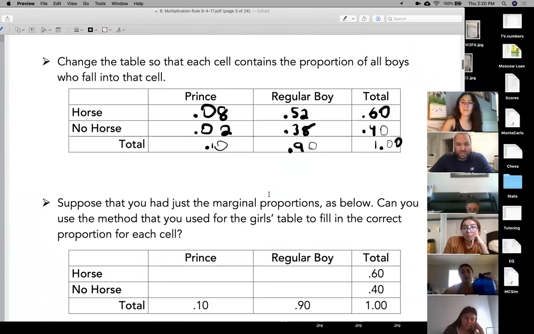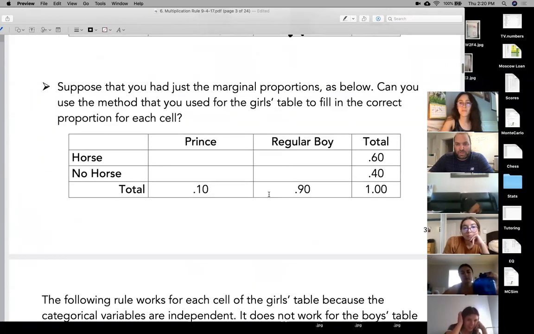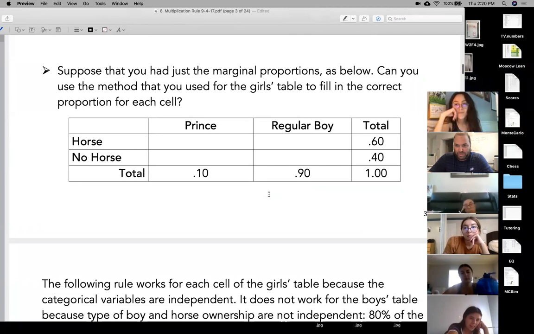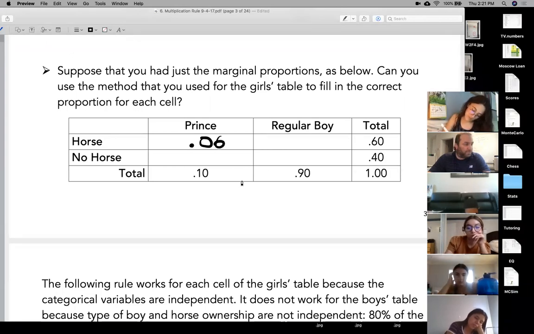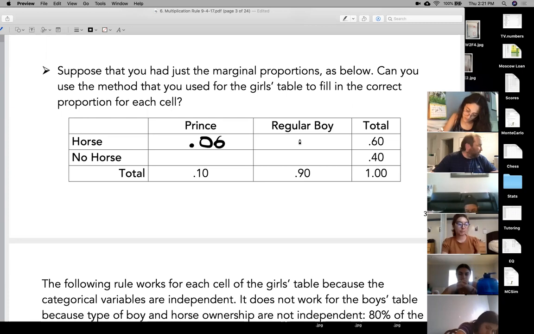Anyways, the question is, if they were independent, what number should go here? 0.6 times 0.1, right? If they're independent, it'd be 0.06, correct? Yes. What about this one here?